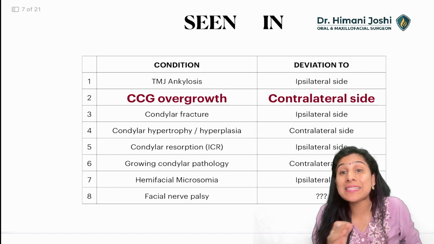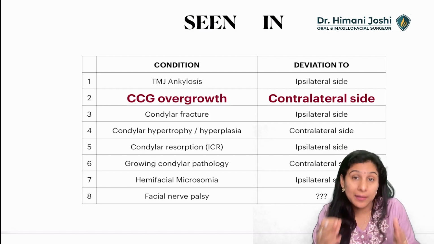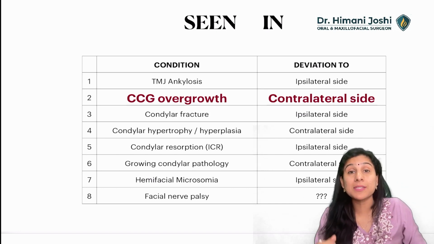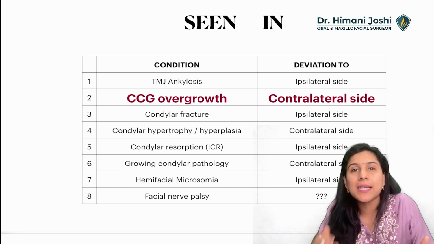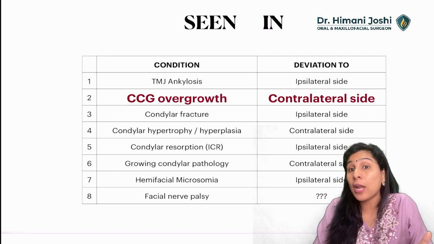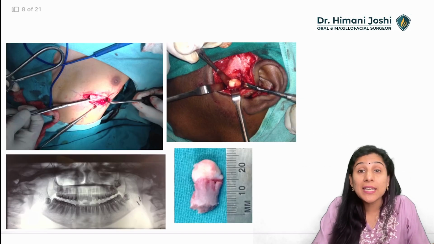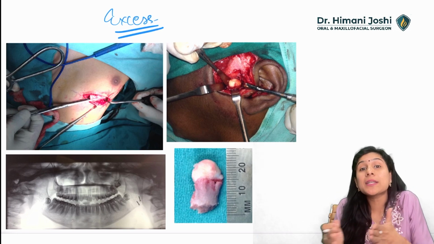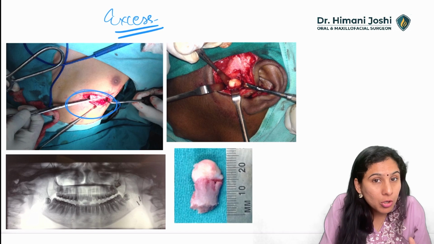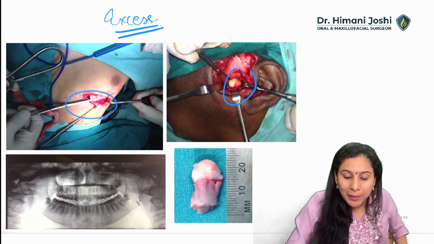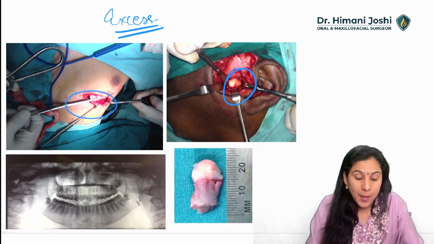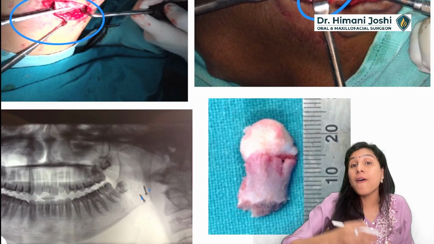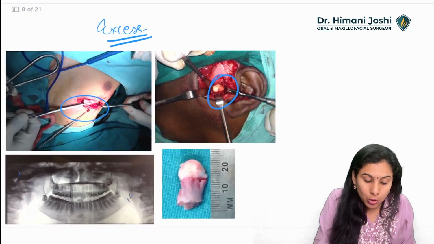Okay. Next we see CCG overgrowth. So whenever we treat a pediatric patient with TMJ ankylosis, we often use the costochondral graft because that's a growing graft. The only disadvantage with CCG is that it can overgrow. And like I said, whenever there is overgrowth or whenever there is excess, there will always be contralateral deviation. So this is how we take a costochondral graft from the ribs. We put it in the place of the gap arthroplasty that we have done and we fix it with 2 screws. But this graft can grow faster or more than the normal side.